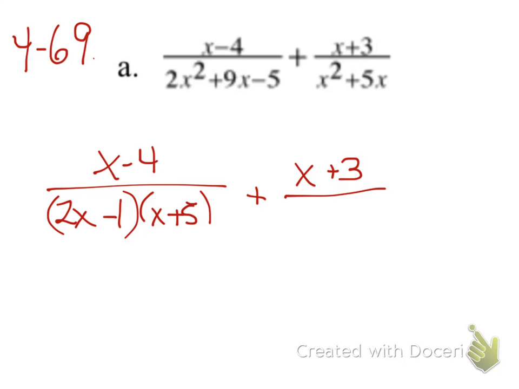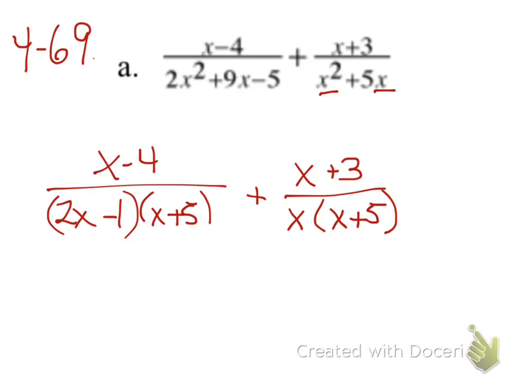My other fraction that I have, x plus 3 in my numerator. But now my denominator is x squared plus 5x. And you can notice that both of them have an x involved. So I can factor that x out. I have x times x plus 5.